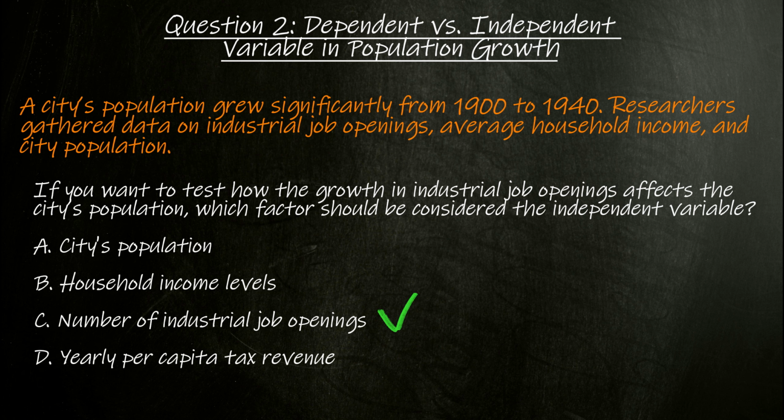If you chose C, number of industrial job openings, you're exactly right. This is because job openings are what's being tested as the potential reason, cause, behind the city's growing population, effect. Other choices, like the city's population or household income, would be effects, not causes, or unrelated variables. You're correctly identifying that job openings influence population size, not the other way around.